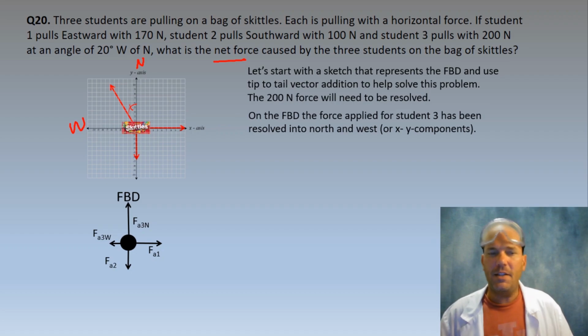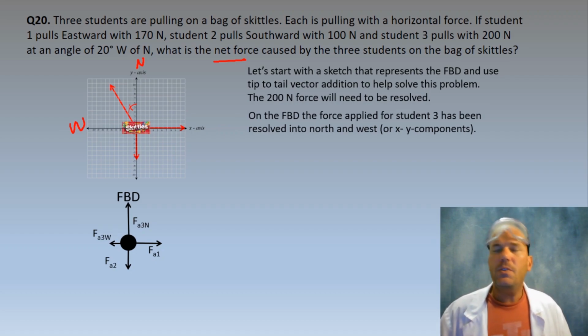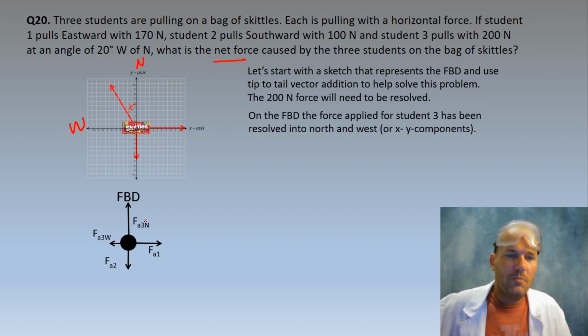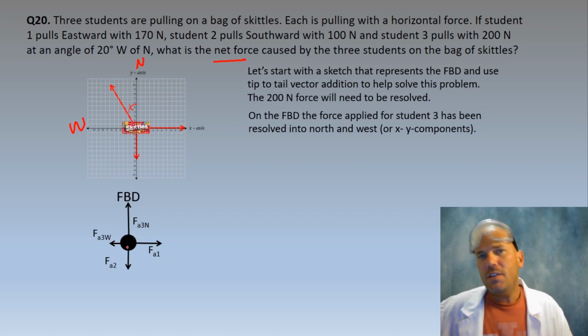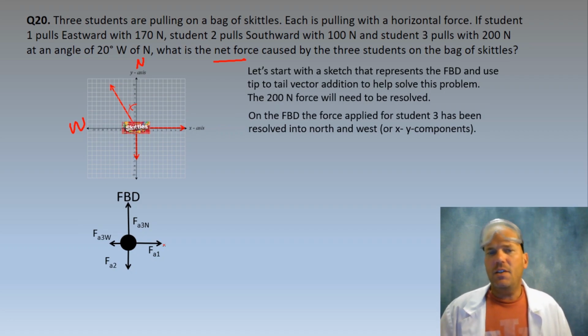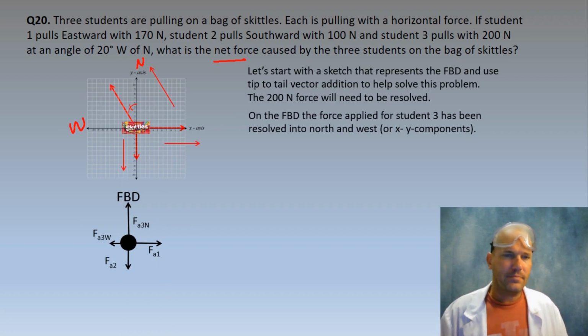Let's look at the free body diagram here. You know, we have our 3 students here. We're showing that student 3 has this force applied, a northward component, but also has a westward component. And then students 1 and 2 have either an eastward or a southward component. So we have this laid out.